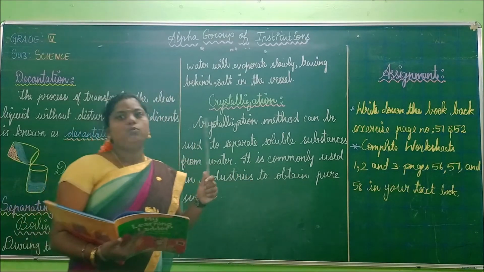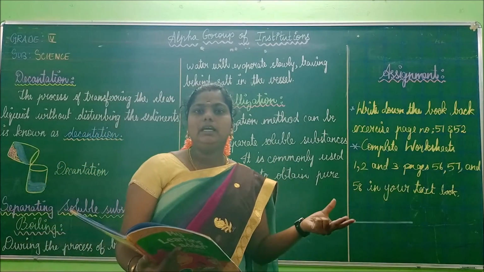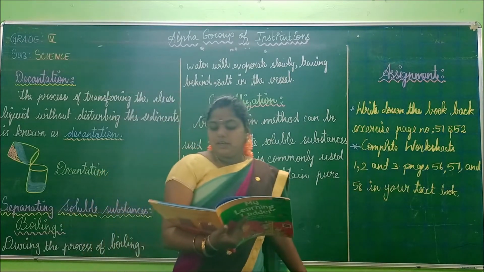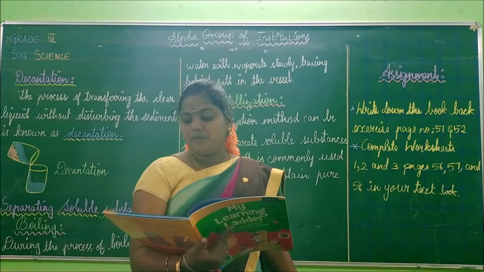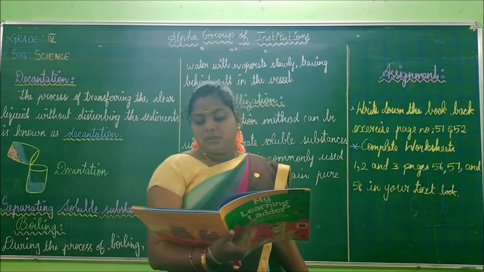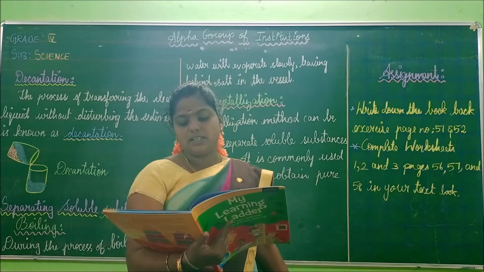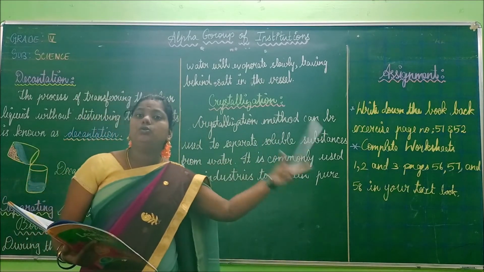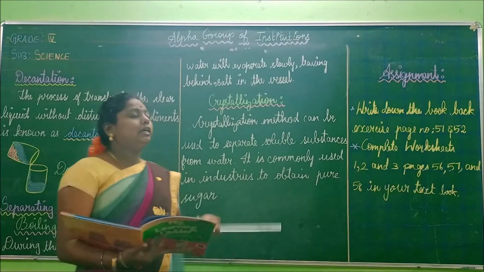So already we said the water is brownish. Now the clayish water will be clear, and the clay will also settle down at the bottom. The clear water can be poured carefully into another beaker without disturbing the sediment at the bottom of the beaker. The process of transferring the clear liquid without disturbing the sediment is known as decantation. So the process of changing the clear water to another container is called decantation.